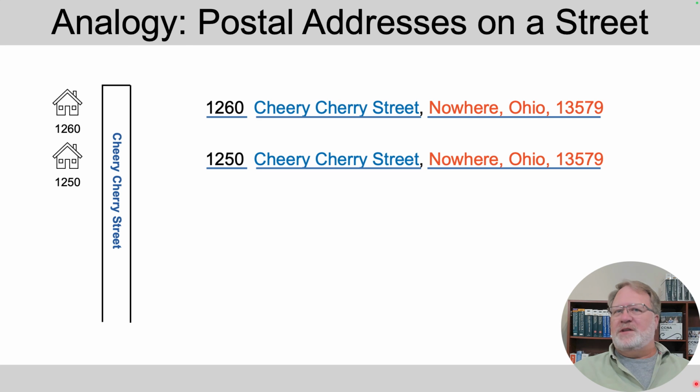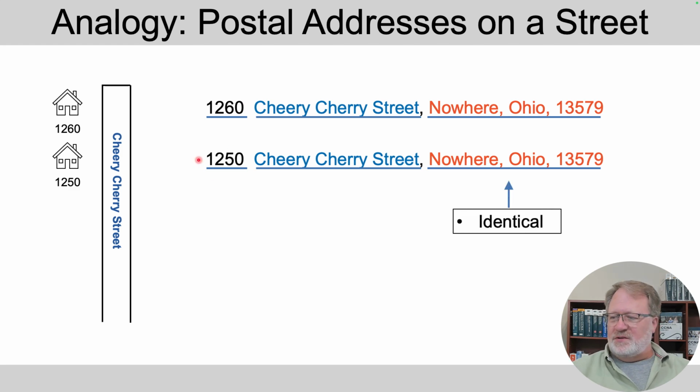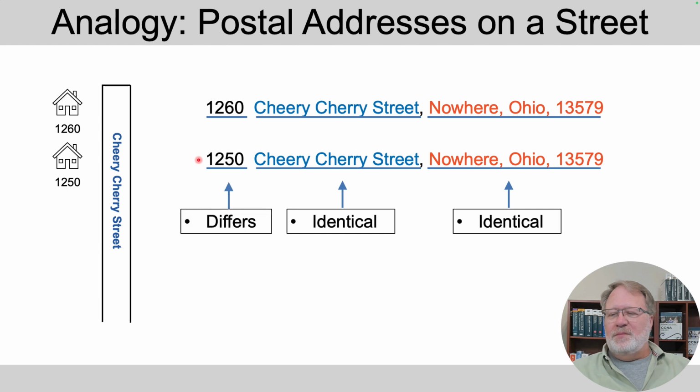Let's start by revisiting our analogy about postal addresses. Here are a couple of houses on our favorite street, Cherry Street, and we see the addresses over here, and we see that much of their addresses are identical. Unsurprisingly, right? They're next door neighbors. So everything except the street number or street address is the same in their addresses. And we'd expect that in postal addresses, right? So it's identical for the town and the state here in the US and the postal code. It's identical for the street, but differs in that street address.